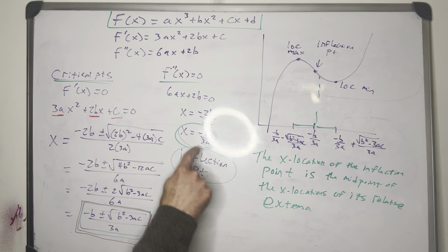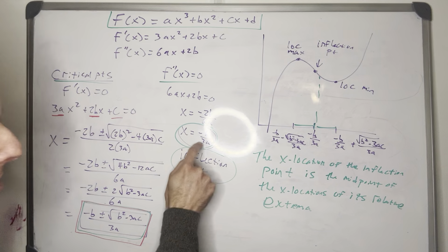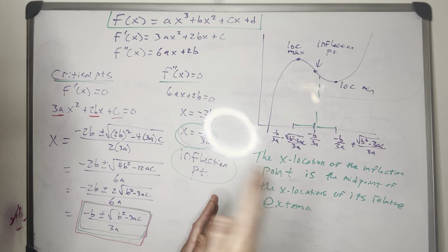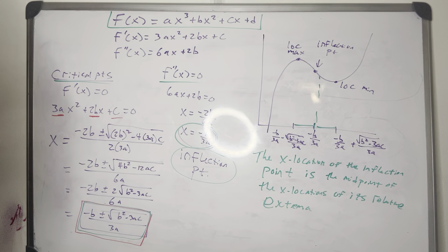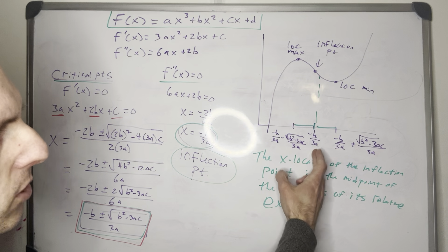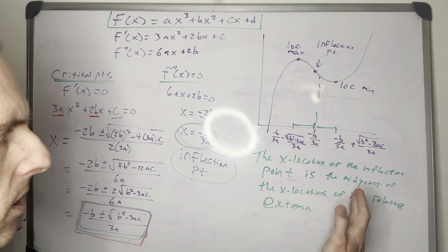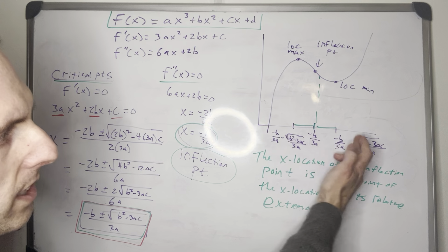But if you look back here, that's exactly the value that we have right here: negative B plus or minus some number, with negative B over 3A in the middle. So it tells you that the inflection point is right between those two extreme values. I have the sketch here. The x location of the inflection point, negative B over 3A, is the midpoint of the locations of those relative extrema, on either side.